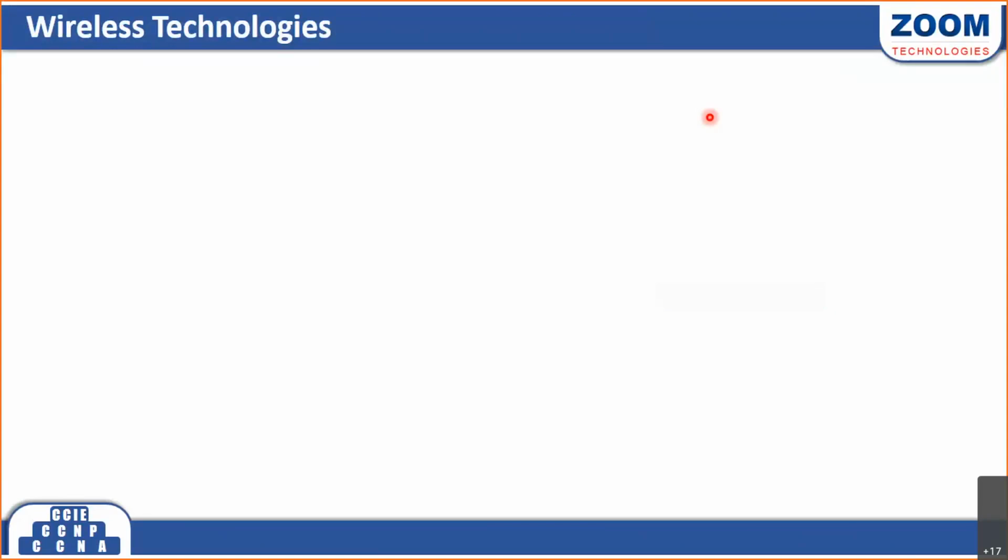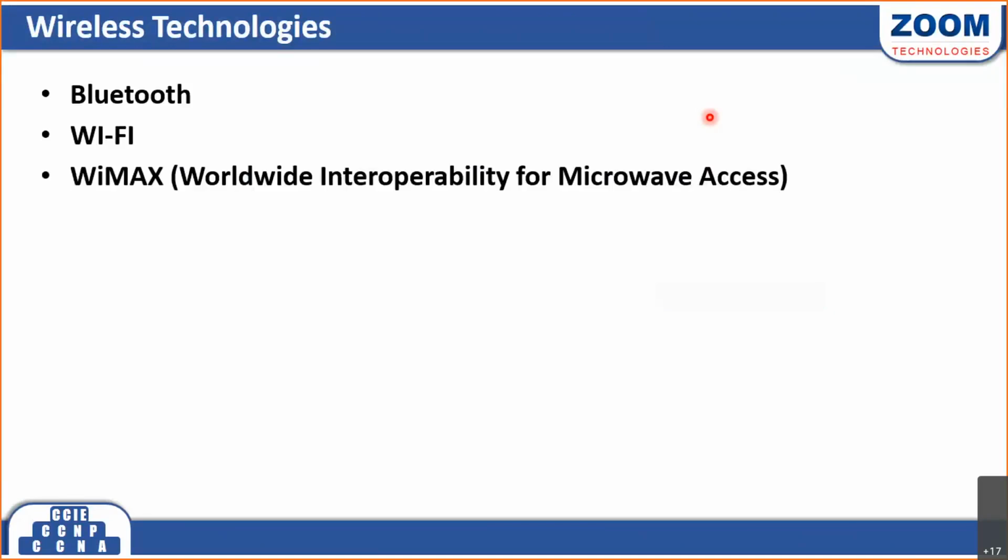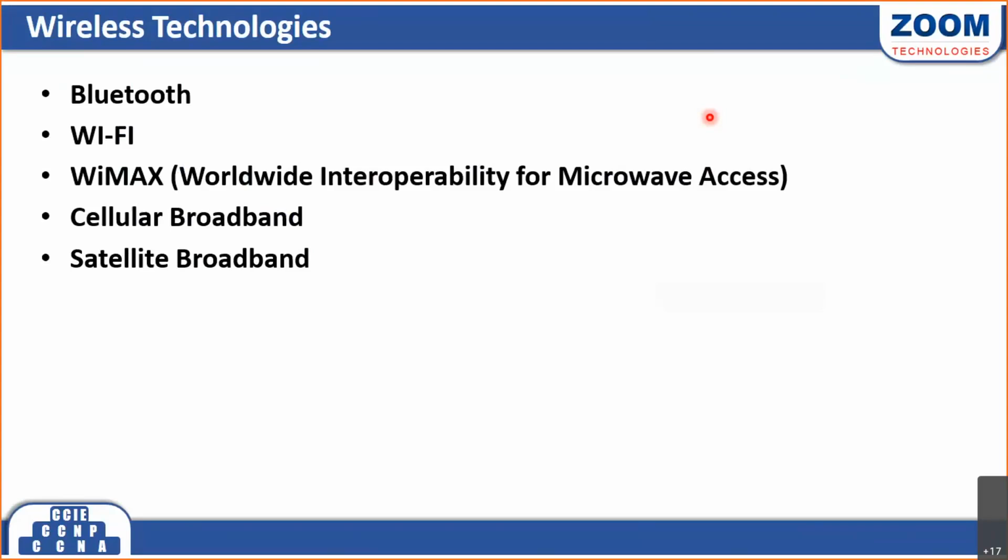So what types of technologies do we have in wireless? Bluetooth is one type of technology. Wi-Fi is the most popular technology in wireless. WiMAX is also there, cellular broadband, we know that, and satellite broadband. Mobile data uses cellular broadband; GSM and CDMA come under cellular broadband actually. Satellite broadband uses satellite signals.